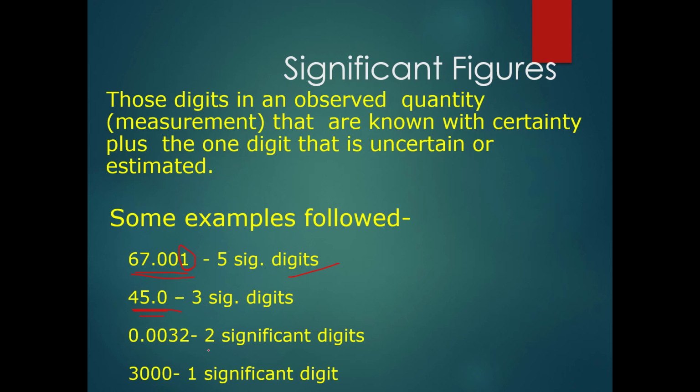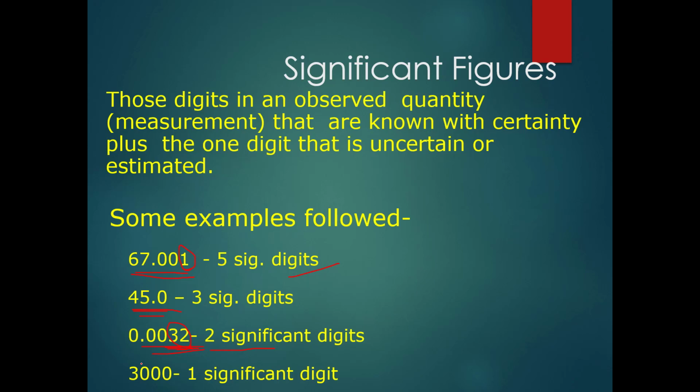Next you have two significant digits. Since you see the overall reading is a decimal one. It is less than 1. It is a fraction, right? So basically here we are able to measure only these last two digits successfully. So that is why it is two significant digits.